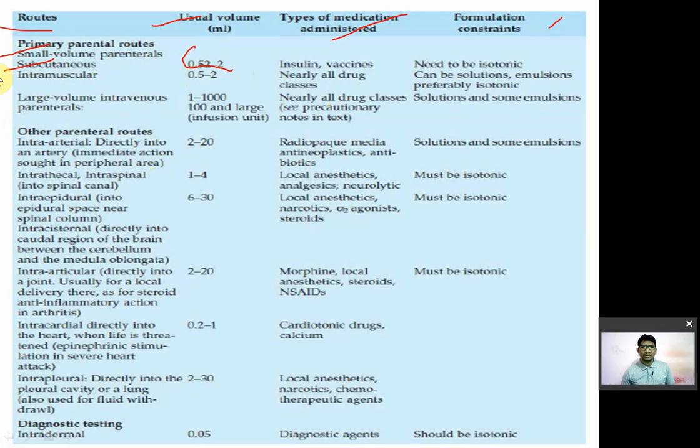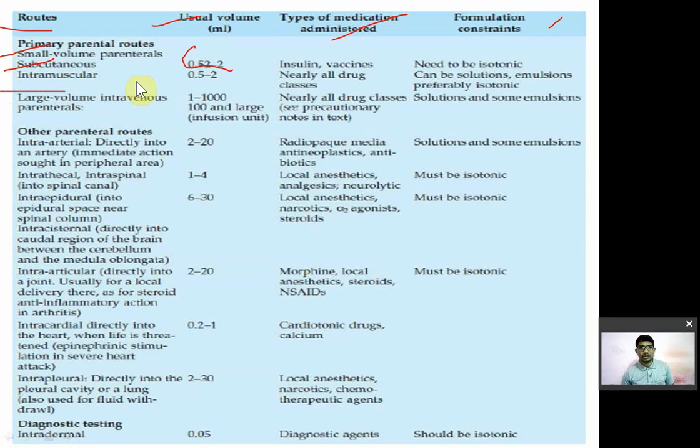Subcutaneous means below the skin, into the subcutaneous layer. Mostly it is used to administer insulin injection. Subcutaneous route से mostly क्या देते हैं, insulin injection देते हैं, vaccines देते हैं. Then next one is intramuscular. Intramuscular means injection of your formulation into muscle. There are a lot of muscle sites like thigh muscle, gluteus muscle, then your arm muscle, etc.